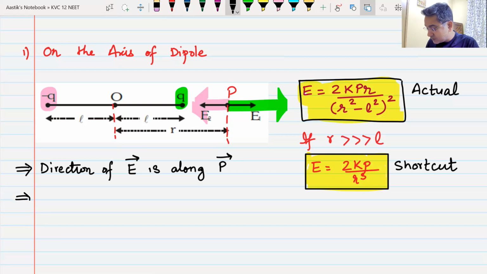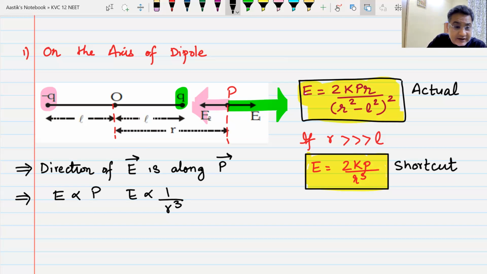Now, sometimes I have seen a question where they ask you what the electric field due to a dipole varies on. So you can write the electric field is directly proportional to P and inversely proportional to r³. Why am I writing inversely proportional to r³? Because in the shortcut formula, the electric field is 2kp by r³. Do we understand this? These are the two things that you must remember about the electric field on the axis of the dipole. I'll give you 2 minutes to read this formula and remember them.